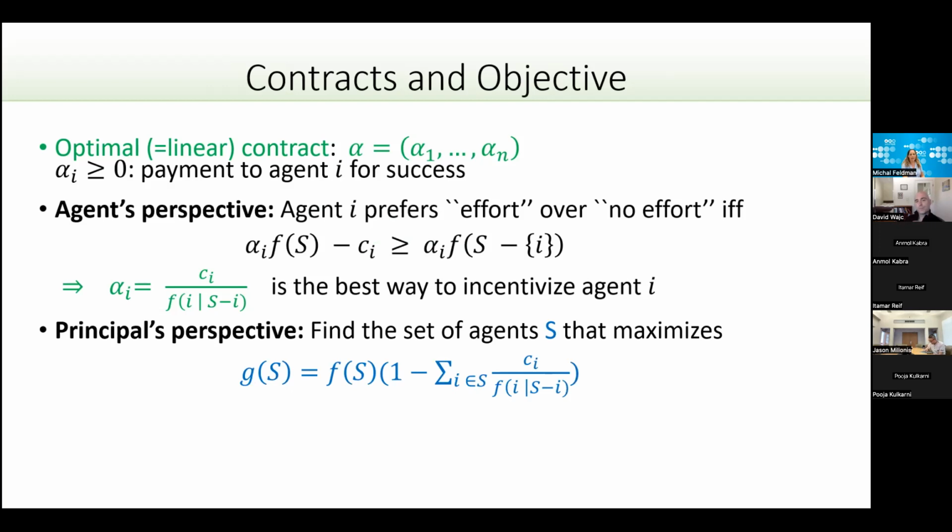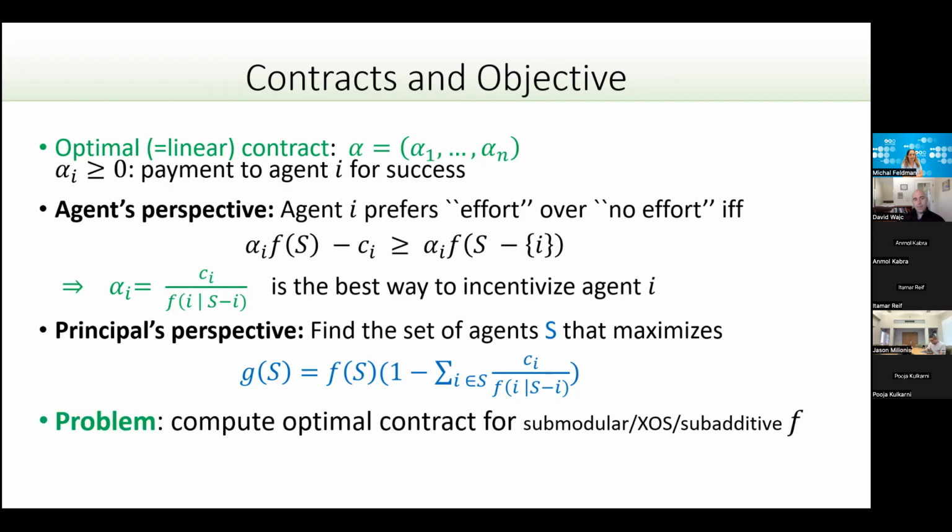Okay, so now let's take the principal's perspective. The principal's perspective is to find the set of agents S that maximizes the principal's utility. Let's call it G of S. What's G of S? It's F of S. So remember, before it was F of S times 1 minus alpha. Now it's 1 minus the sum of alpha I, and every alpha I is just Ci over the marginal contribution. Okay, so this is the principal's objective.